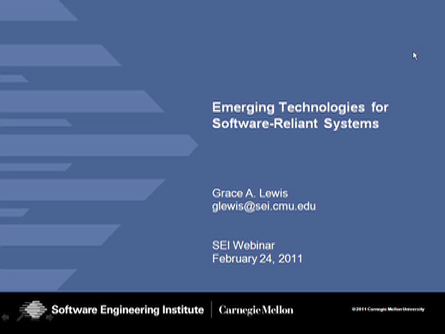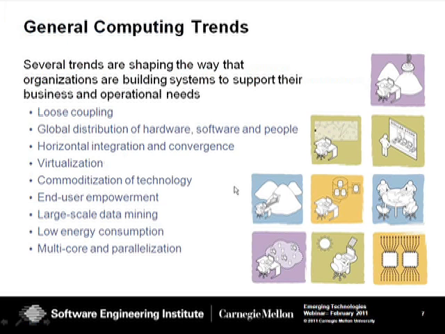Thank you, Shane. Okay, before I start talking about emerging technologies for software-reliant systems, I want to talk about some general computing trends. The reason I'm talking about these is because I think it gives more strength to, or rationale for, why I believe the emerging technologies are indeed emerging technologies. You can also think of these as requirements that are being placed on organizations that build software systems or that acquire software systems. And I'm going to talk about these.